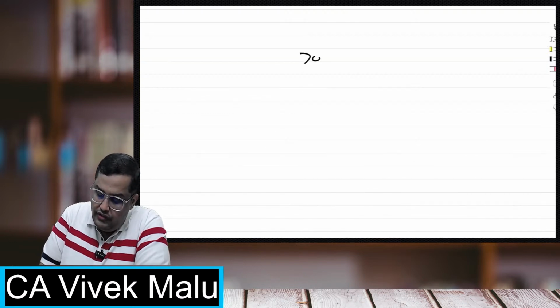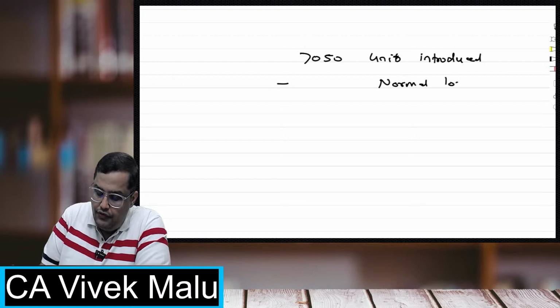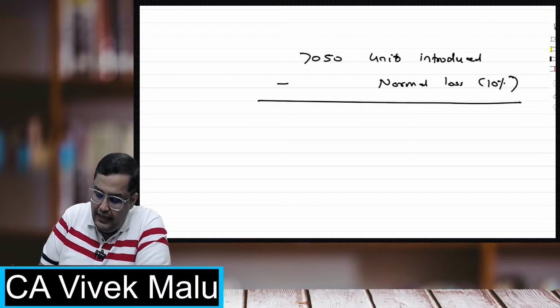Okay. So 7,050 units were introduced, less normal loss, which is 10%. I am waiting for your answer. Okay, normal loss is 10%. Now you will get the expected output.